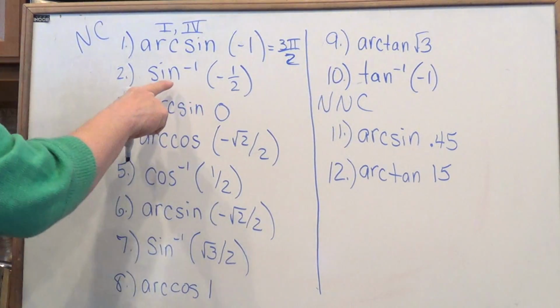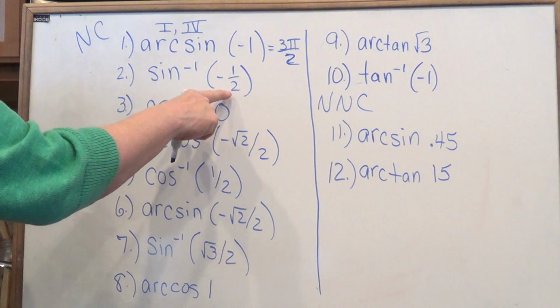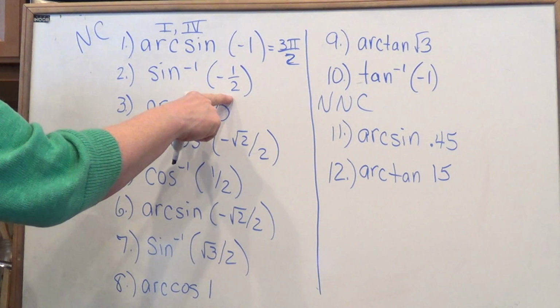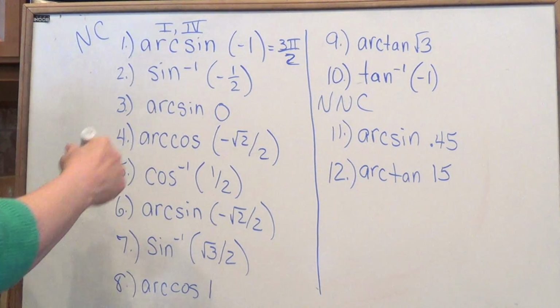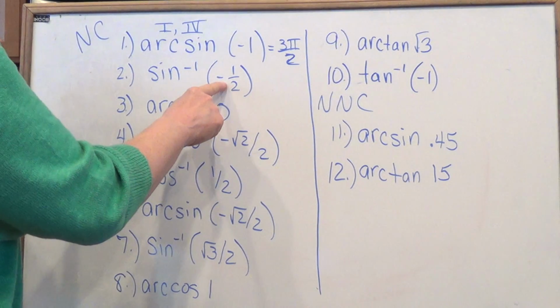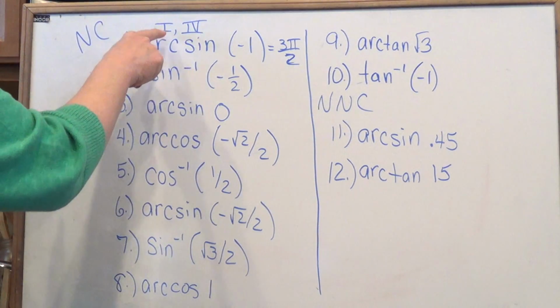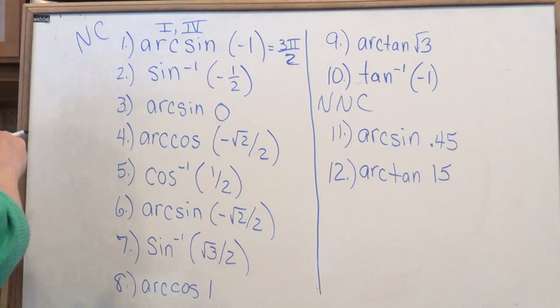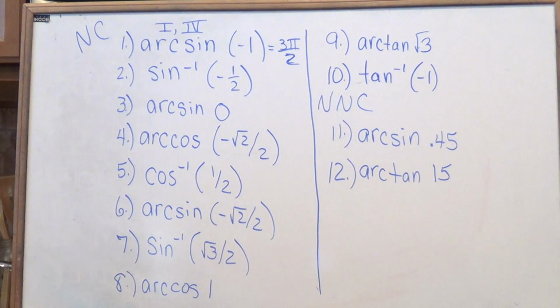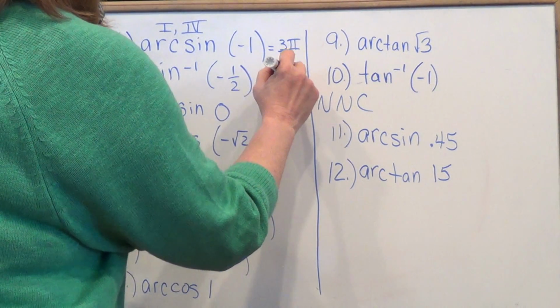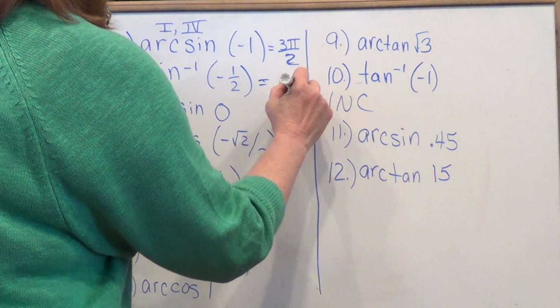So here they're asking, where do you find an angle that has a sine of -1/2? We're only allowed to look in the first and the fourth. It turns out that the negative ones end up in the fourth for a sine, and the positive ones end up in the first. So we're looking in the fourth quadrant for a second coordinate of -1/2. And you'll see that it exists at 11 pi over 6.